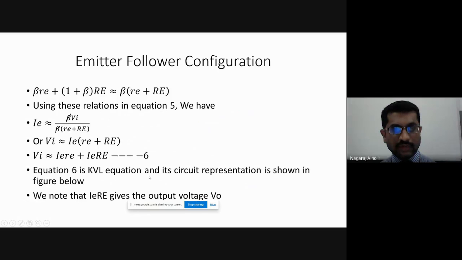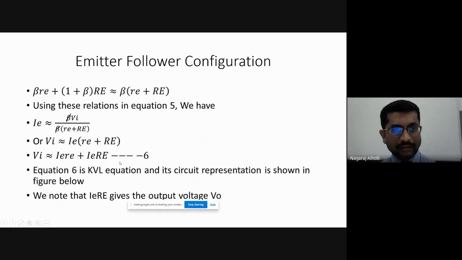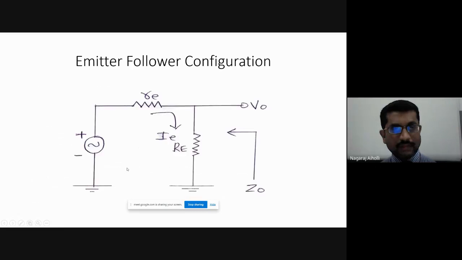Now, equation 6 is the KVL equation, and it can be represented in the form of a circuit as shown in the next figure. IE into capital RE is the output voltage V0. This is Vi here, the input voltage. Vi is equal to IE into small re plus IE into capital RE. Both are in series. That can be expressed in the form of a KVL equation, where IE into capital RE is our V0. Therefore, V0 is shown here.